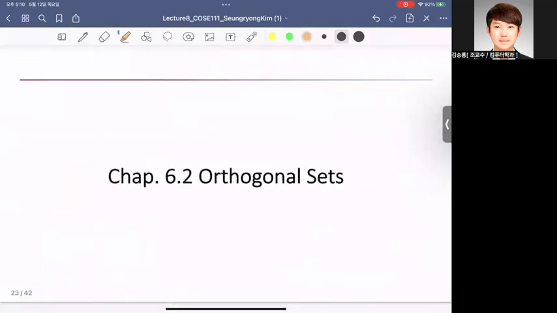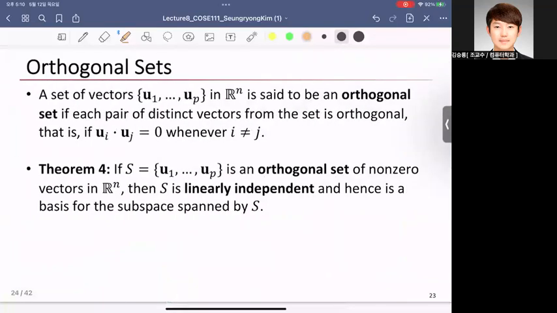Yep, this is chapter 6.1, and we'll move to chapter 6.2, orthogonal sets. In chapter 6.2, we'll use many concepts introduced in chapter 6.1 and discuss what orthogonal sets are. Okay? Any question so far? Question? No? Okay.